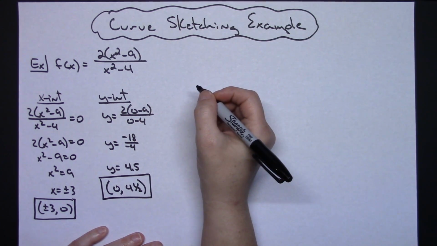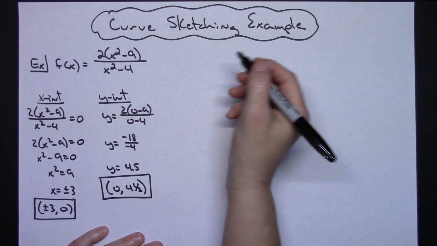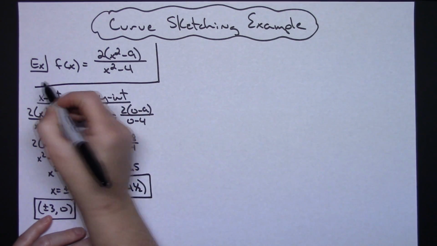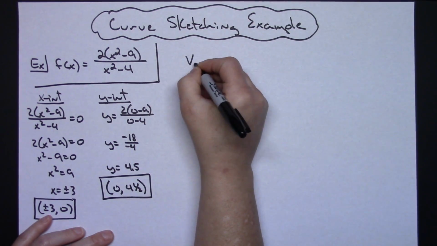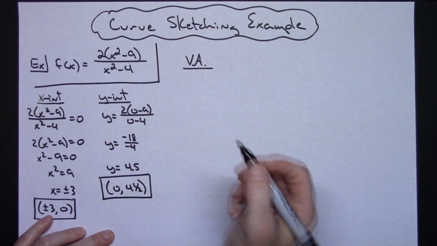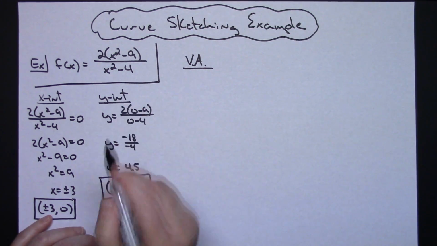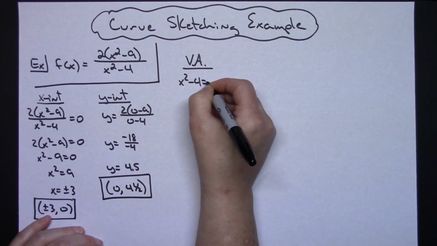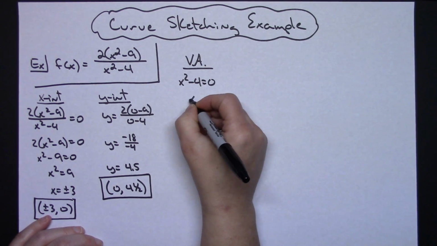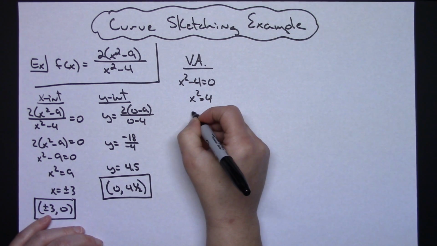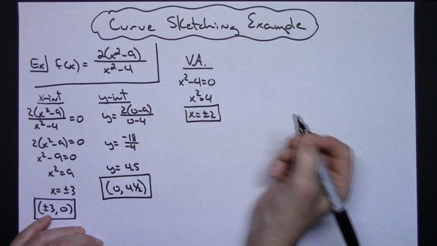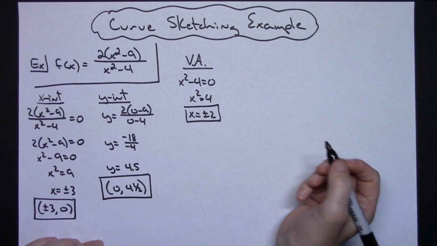Then I usually have my students look at the horizontal and vertical asymptotes. Let's box this problem out so it stays separate from our work. Looking at our vertical asymptotes, since it is a rational function, we know we need to set that denominator equal to 0. So x squared minus 4 equals 0, x squared equals 4, x equals plus or minus 2. So we've got some vertical asymptotes hanging out there at plus or minus 2.